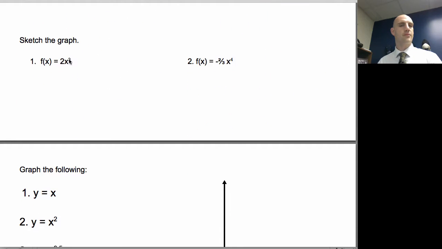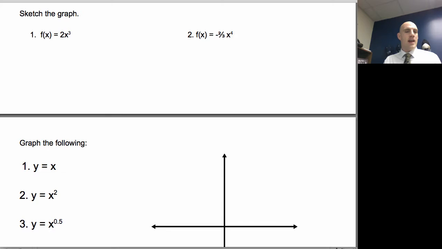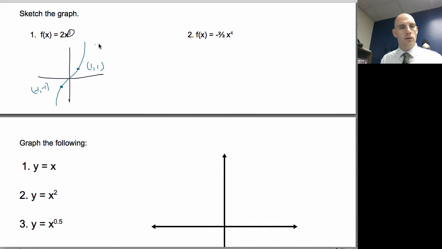Okay, and so if we're looking to sketch a graph, now we kind of know what these families of functions look like. And so I know that because this is a cube, it's going to go through this point here. So this is -1, -1. This is 1, 1. And my graph is going to go like this for y equals x cubed.